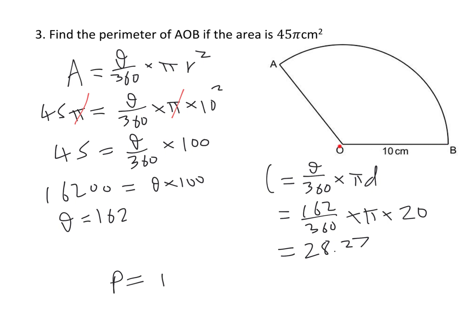Once the perimeter, so the perimeter is all these sides added together. So 10 plus another 10 plus what we just found out. So that's 10 plus 10 plus 28.27, which gives 48.27. Perimeter, so that will be in centimeters.